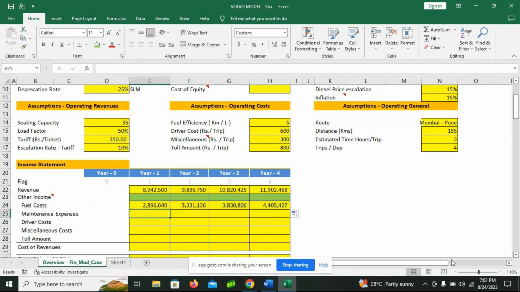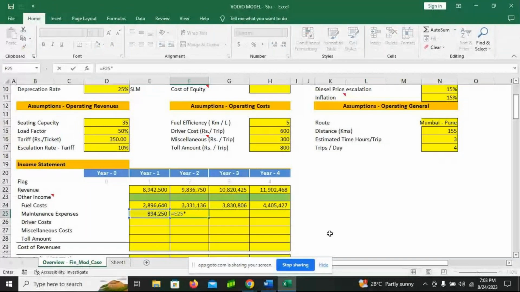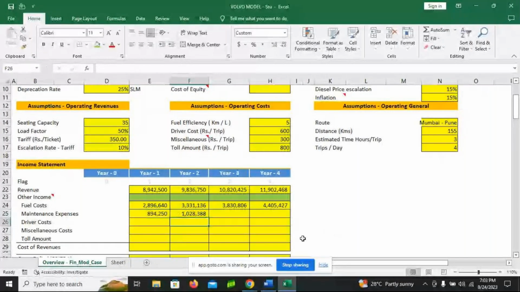Now maintenance expenses I need to calculate. So maintenance is 10% on the revenue, equals revenue into 10%. They are also telling that maintenance expenses is going to be increased by 15%. So equals into 1 plus 15%. So I'm going to just drag this.